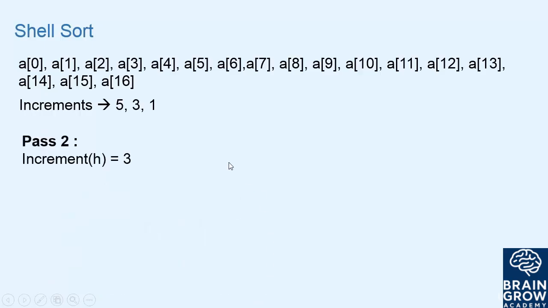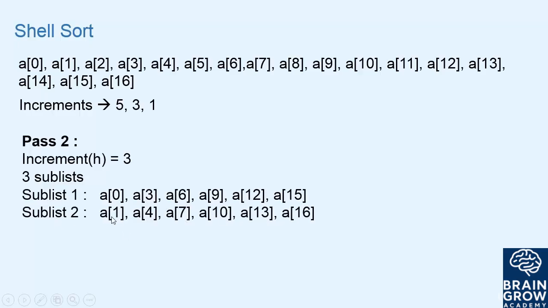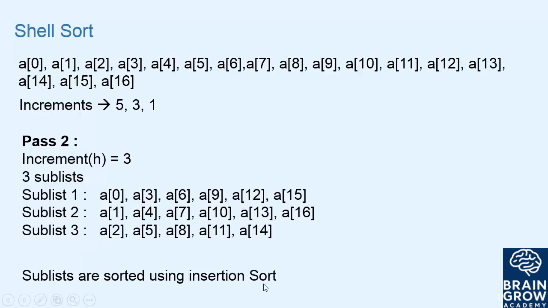In pass 2 increment is 3, so we'll make 3 sublists. Sublist 1 is this, starts from A0 and all the elements are at a distance of 3 from each other. Sublist 2 is this, starts from A1. Again, all the elements are at a distance of 3 from each other, and this is sublist 3. These sublists are sorted using insertion sort.